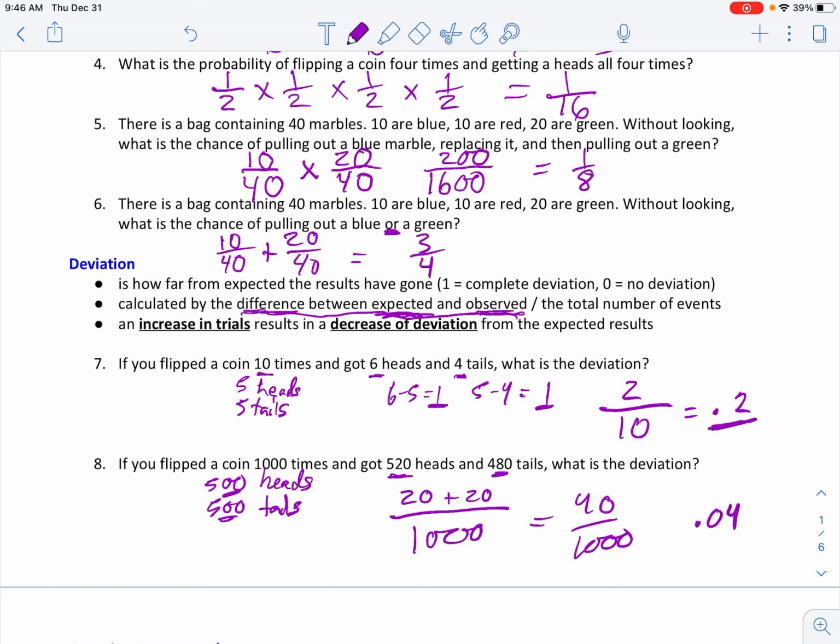Well, one thing you can notice here is that the deviation, going from 10 flips to 1,000 flips, the number got smaller. The deviation got less. Deviation of 0 would be exactly what you expected, like 500 heads and 500 tails. All right, so this is just what happens. The more events, the more times an event occurs, the closer the overall totals will get to what your expected numbers are.